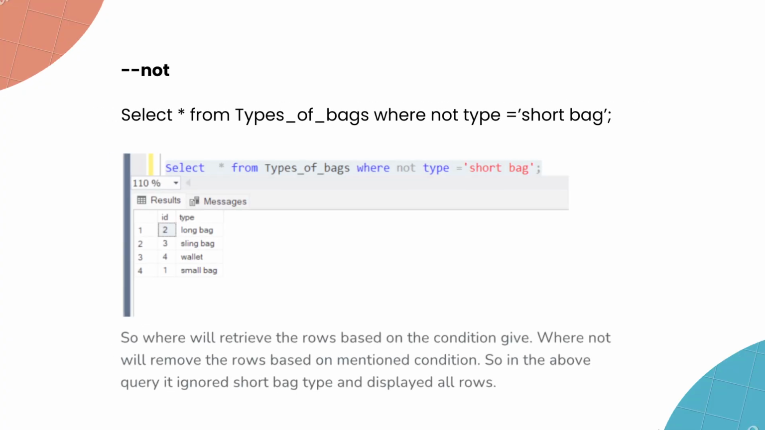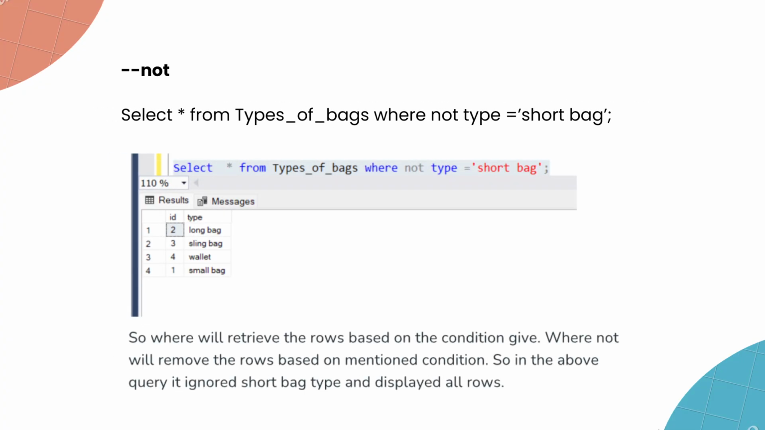Here is an example of the not clause. Where will retrieve the rows based on the condition given. Where not will remove the rows based on the mentioned condition. So in the above query, it ignored the small bag type and displayed all the other rows.